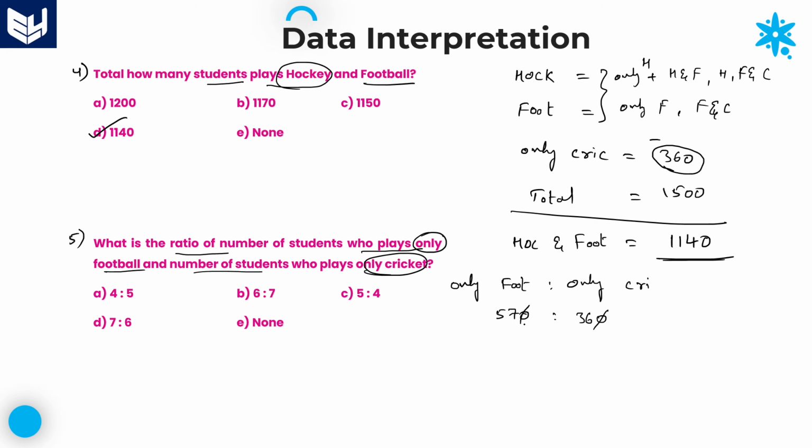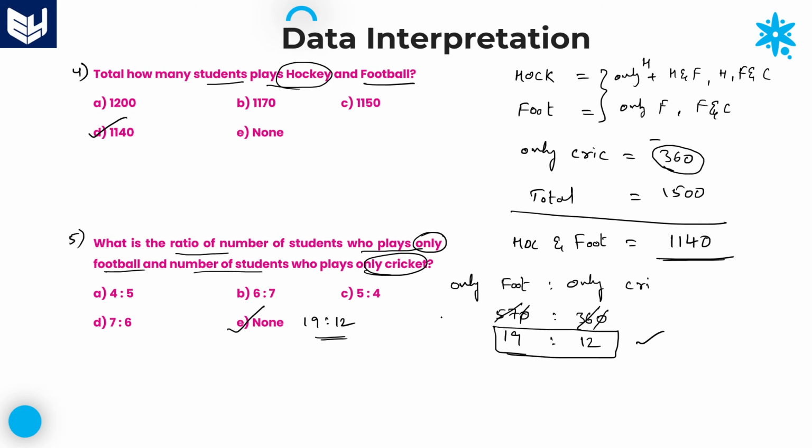Here 0, 0 gets cancelled. After that, you can cancel with the 3 table: 3 ones are 3, 3 nines are 27, and 3 twelves are 36. Therefore, the ratio of the number of students who play only football to the number of students who play only cricket is 19 is to 12. That is the required answer for this question. Looking at the options, 19 is to 12 is not there in the given options, so you can go with option E.